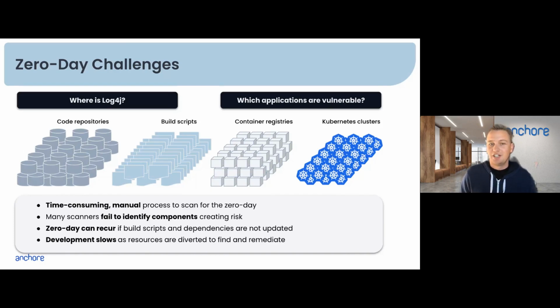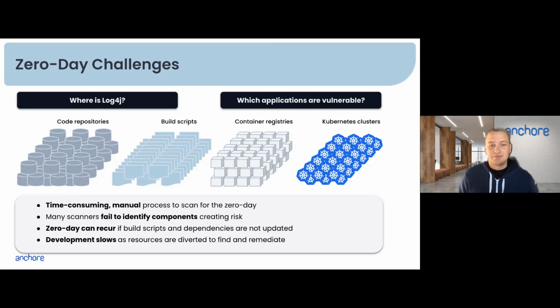With Log4j and any 0-day, you can swap out Log4j and place anything else in there. Where is Log4j, or where is 0-day XYZ? And which applications are vulnerable? These are the two main questions that you ask whenever you're walking into that 0-day response. It's identification of impacted assets, and then immediately streamlining that identification output as an input into triage. So how do we go in and start remediating some of these impacted software assets?